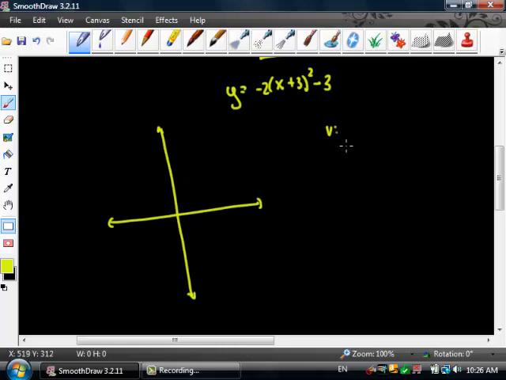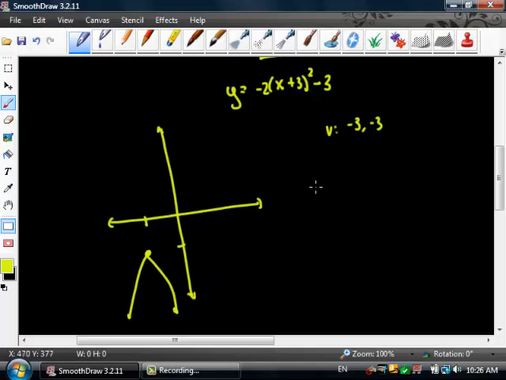Anyone know what my vertex of this parabola is? Nate? Negative 3, negative 3, right? Opposite intuition for x with your intuition for y, since x is inside parentheses. Negative 3, negative 3. I draw my vertex. Is it upward facing or downward facing, Dustin? It is downward facing. So it's going to do that.